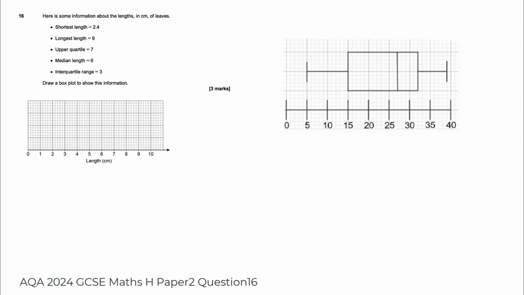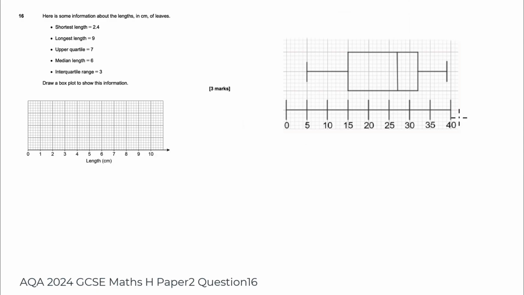Oh, here we have question 16. And we're given some information about the lengths of leaves. Someone's been out measuring the lengths of leaves and got a whole lot of measurements. And we're told information about shortest, longest, upper quartile, median, interquartile range. We're asked to draw a box plot to show this information. Well, let's first of all talk about what a box plot is. Here's a box plot.